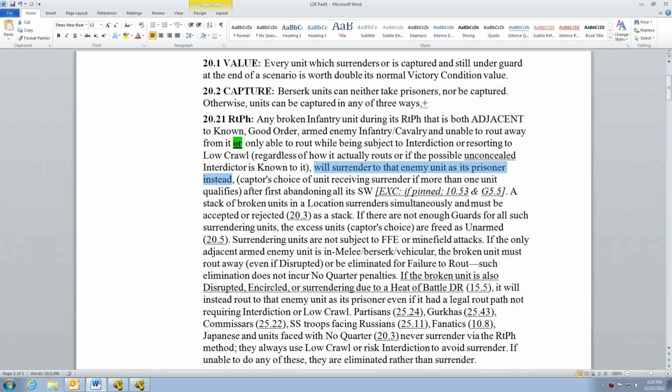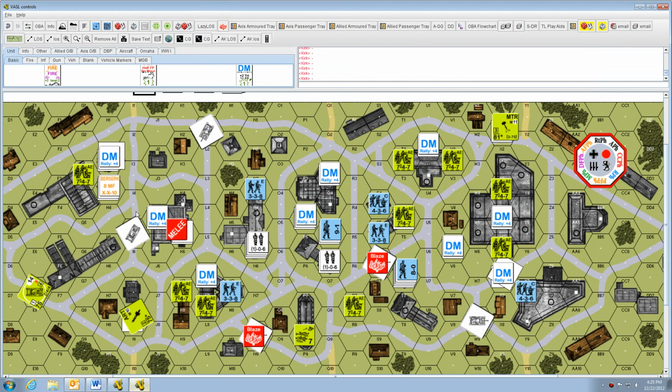It should be noted that when they surrender, let's put this in bold here, the captor's choice of units receiving surrender if more than one unit qualifies. So we have several units here that qualify. We have a 747 in G3, and in H3 we actually have two units: we have a 747, and we have a 747 that is berserk.